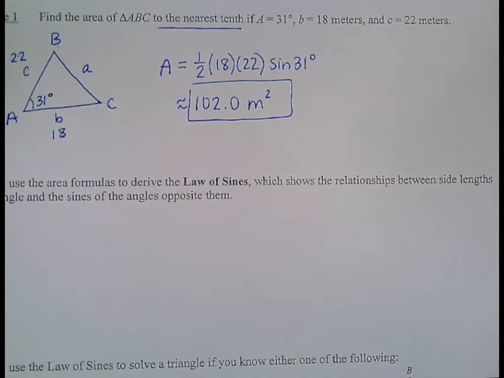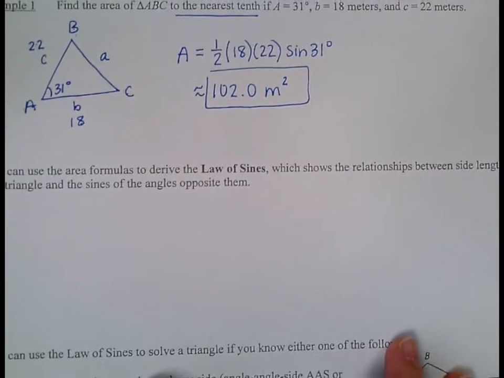Okay, questions on finding area using the sine of an angle? I'm really stressing not having to memorize formulas. As long as you have the two sides and the included angle, that's what you're multiplying together and then multiplying by 1/2 to find the area.